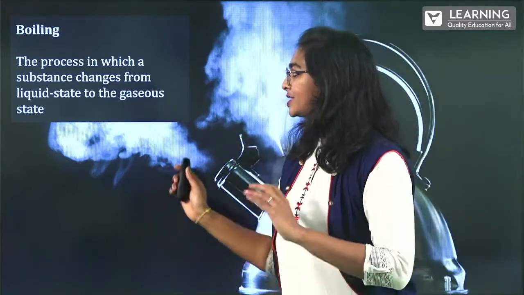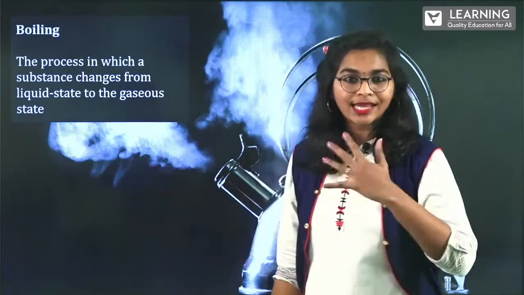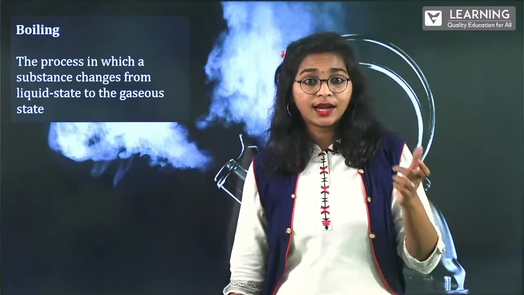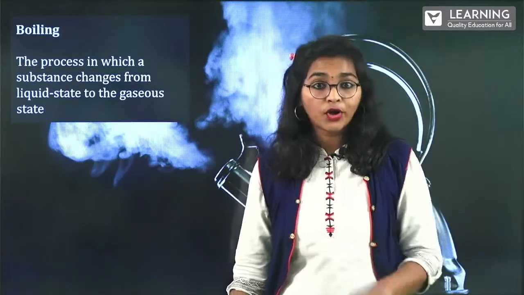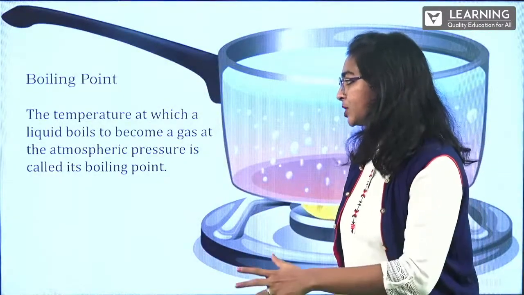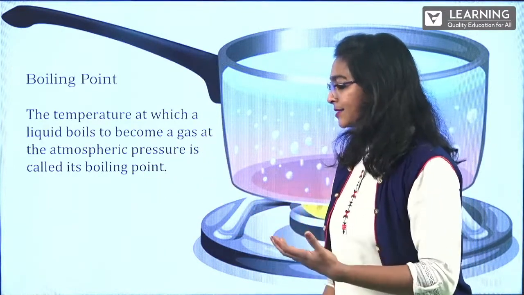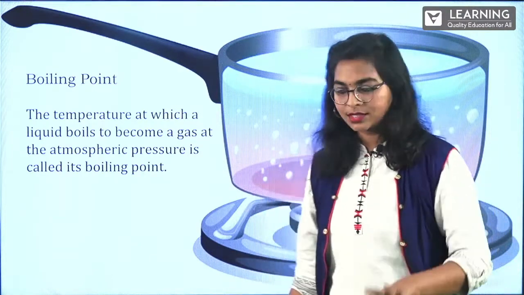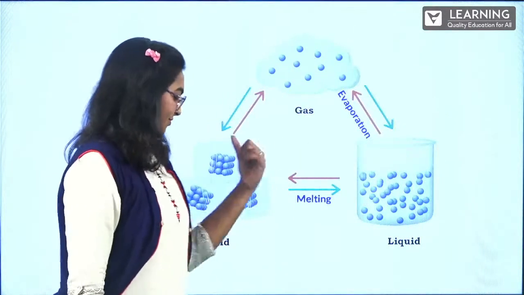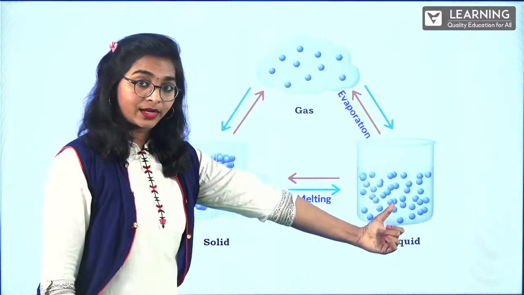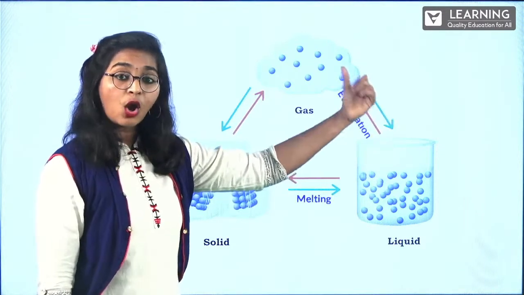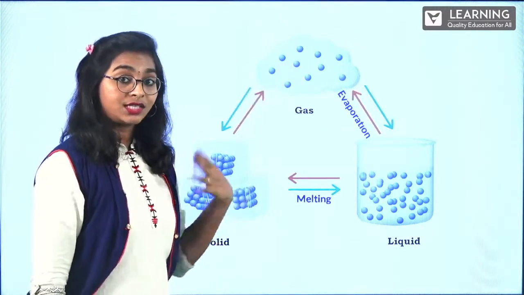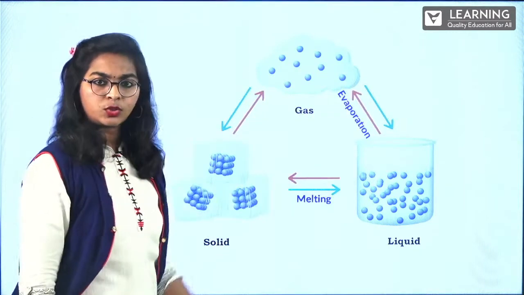The process in which a substance changes from liquid state to gaseous state. Just like melting, but here liquid is changed to gas. And just like we have a melting point, here we have a boiling point also. The boiling point is the temperature at which a liquid boils to become gas at atmospheric pressure. Is that clear? Done with this? Boiling is clear, boiling point is clear? So solid melts to become a liquid, and liquid, because of evaporation or boiling, changes into gas. Now we are going to see the next change, where solid directly jumps to become a gas.